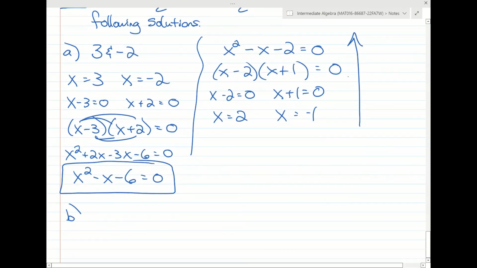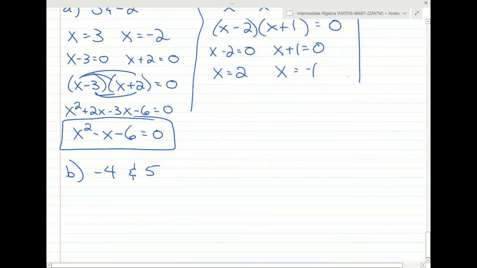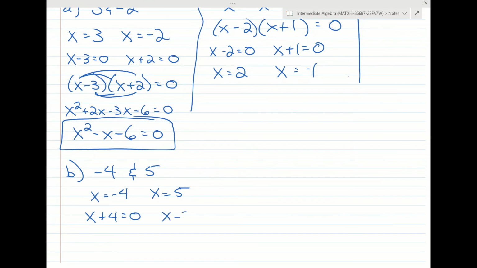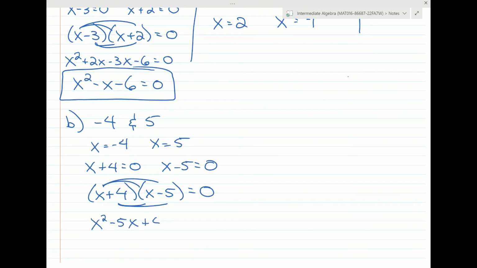One more from this section is if the solutions were -4 and 5. We're just going to do it the same way. We're going to say x is equal to -4, x is equal to 5, bring them on the other side of the equal sign. And then multiply those factors. And our answer would just be x squared minus x minus 20 is 0.